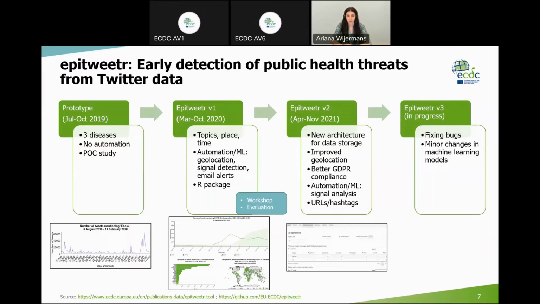first official version of epitweetr, and this automatically analyzed the Twitter data for topics, time and place, and it also had an element of geolocation and signal detection that made it so that we would get automatic email alerts with the relevant information to us, as well as a Shiny dashboard in which we could view our data. And this was all published publicly as an R package available for free.